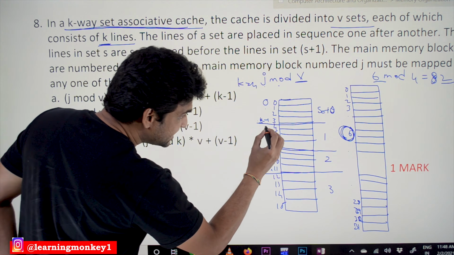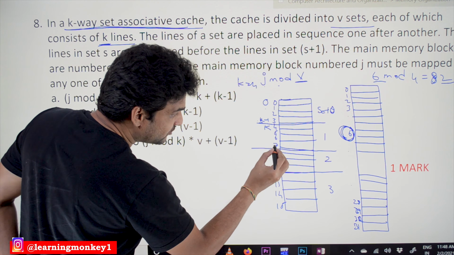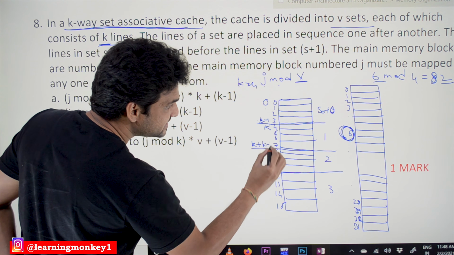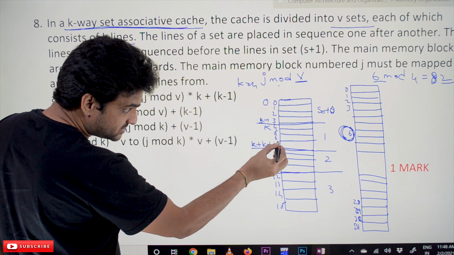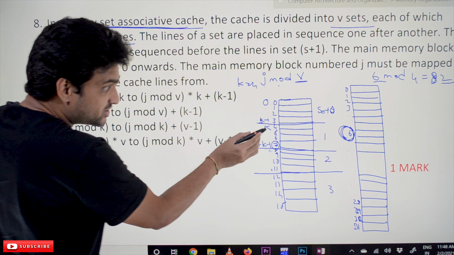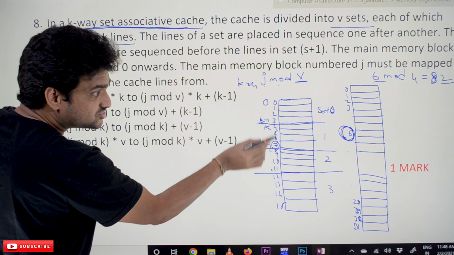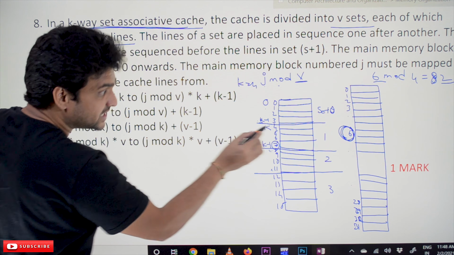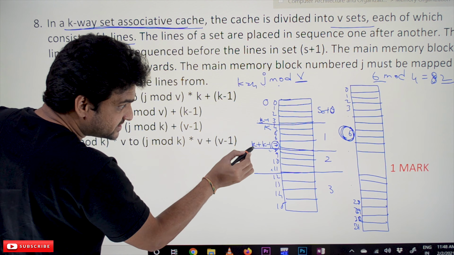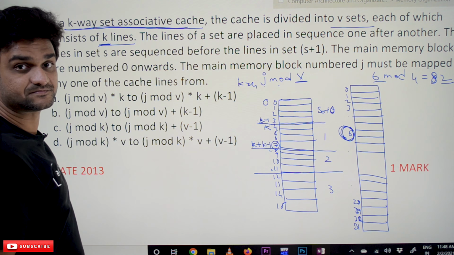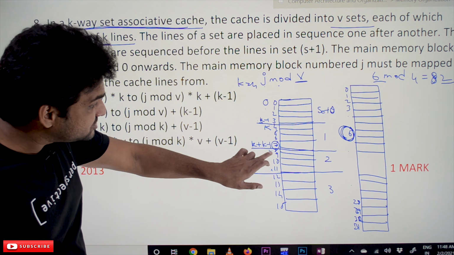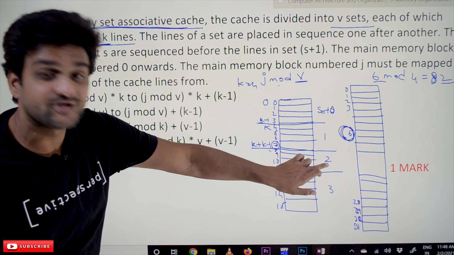So what is this next line? It is k. And what is this last line? It is k plus k minus 1. The number 7 is obtained like k plus k minus 1. So what is the range of these lines of the cache in set 1? It starts from k and ends at k plus k minus 1. And what is the range of these numbers in set 2?